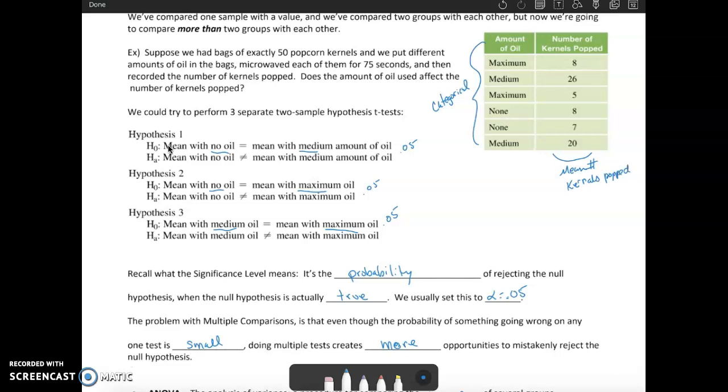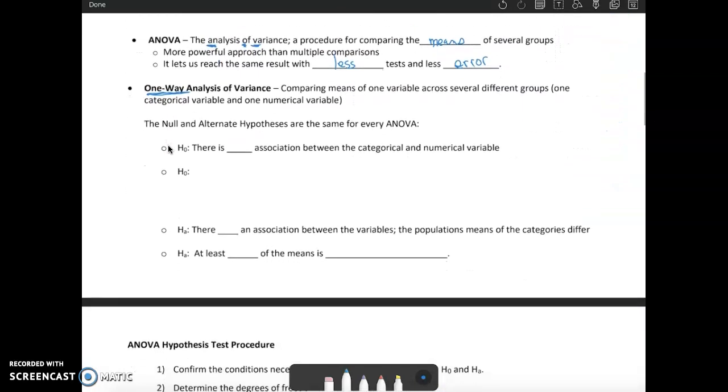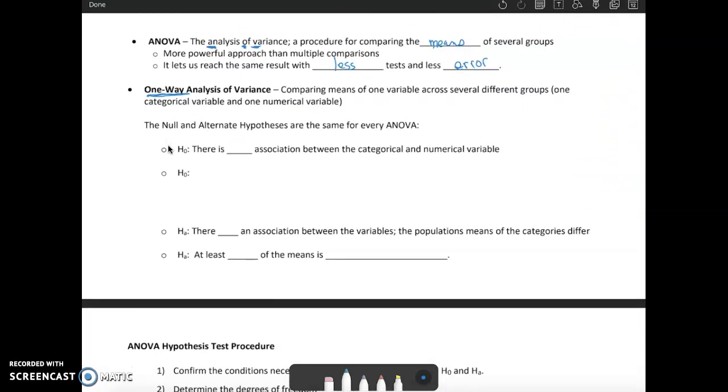So we do have that type of situation, a categorical variable and a numerical variable. And you'll be asked about that in the questions. The null and the alternate hypothesis are the same for every ANOVA test, but there are a couple of different ways that you can write them.